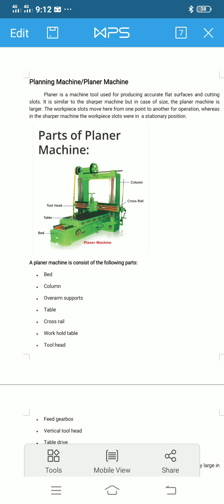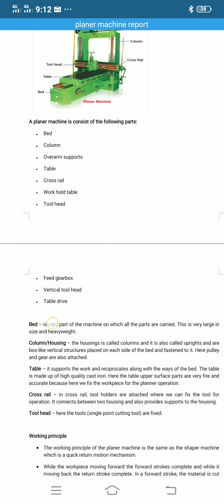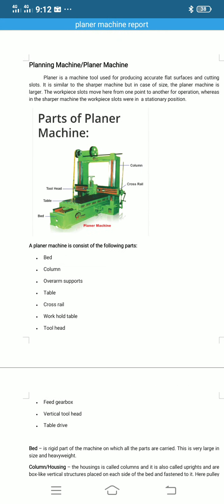So in my written report, I forgot to put an introduction about planer machine. So here is the introduction of a planer machine.